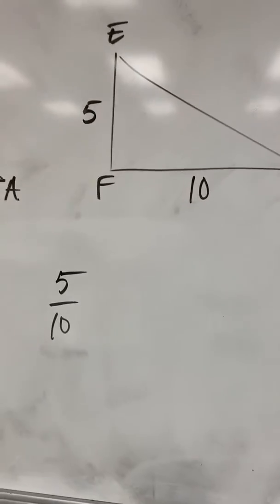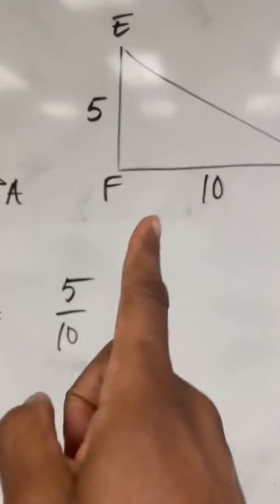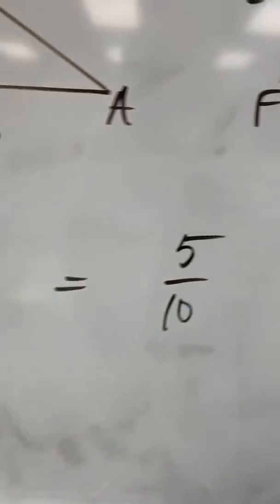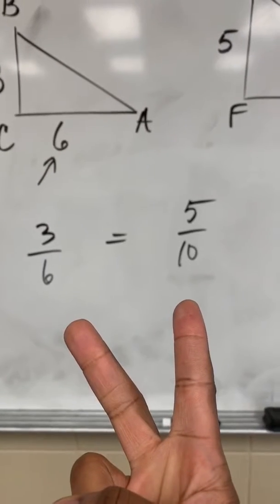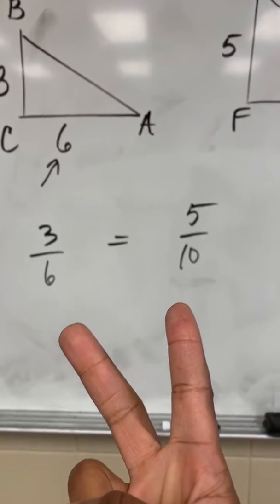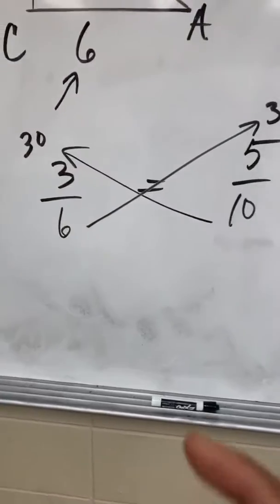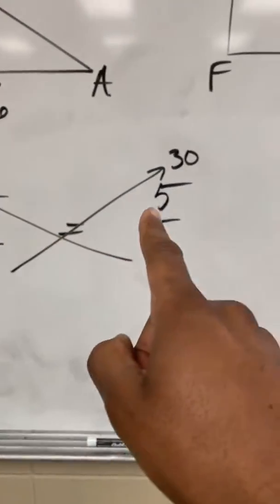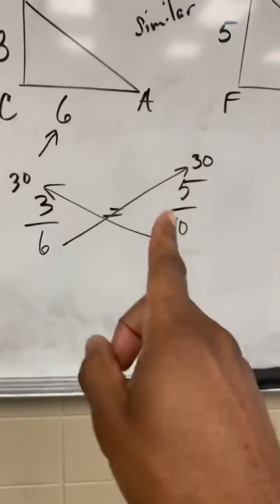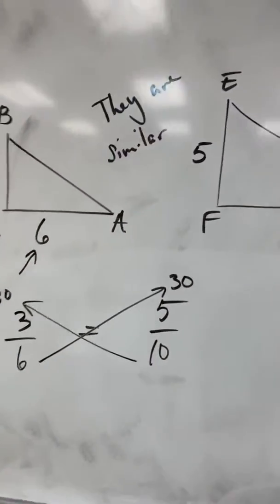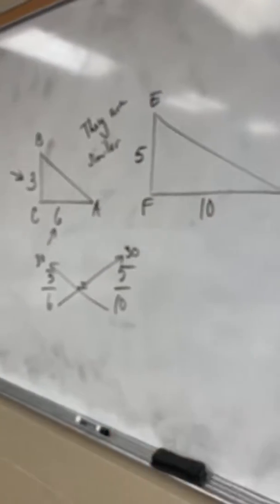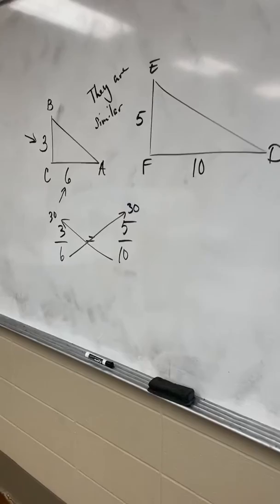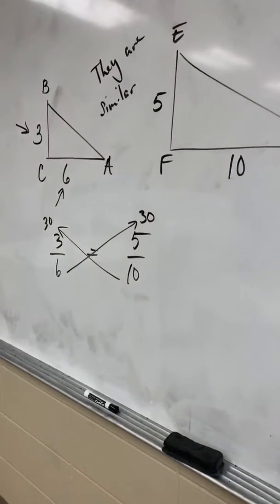But then I come around here and do the same thing. I have a 5 and I have a 10, so I set up my other ratio of 5 to 10, all right? So now I have 2 ratios sitting right here. All we have to do is verify them. So look at that, 10 times 3 is 30, 6 times 5 is 30. That means these are similar. And similar shapes are basically the same shape, but they might be 2 different sizes, all right? Same shape, 2 different sizes. That's basically what similarity describes.